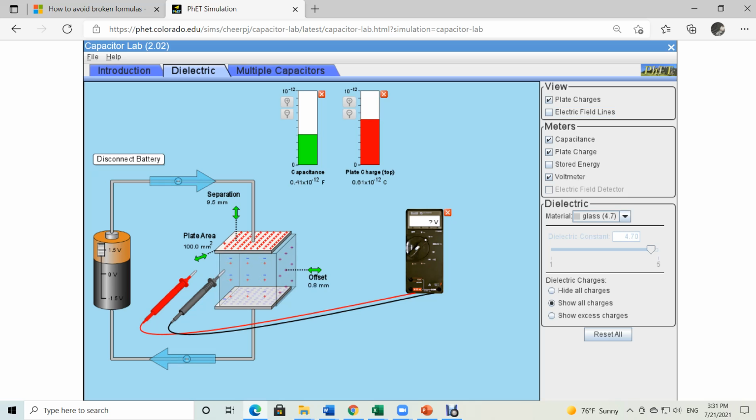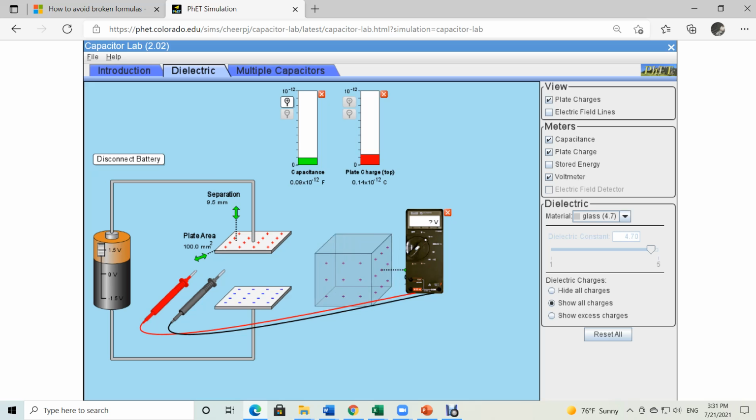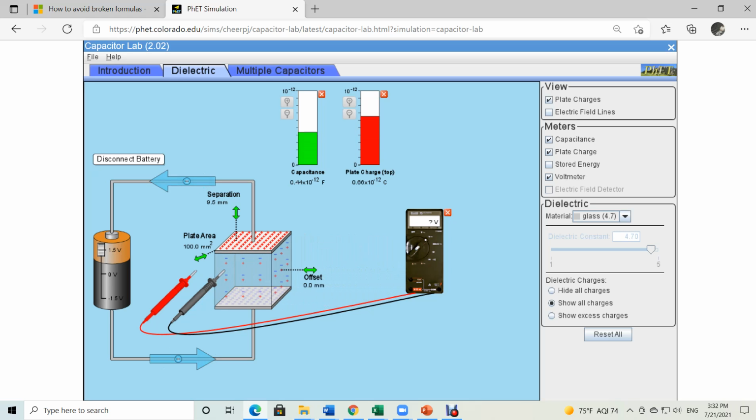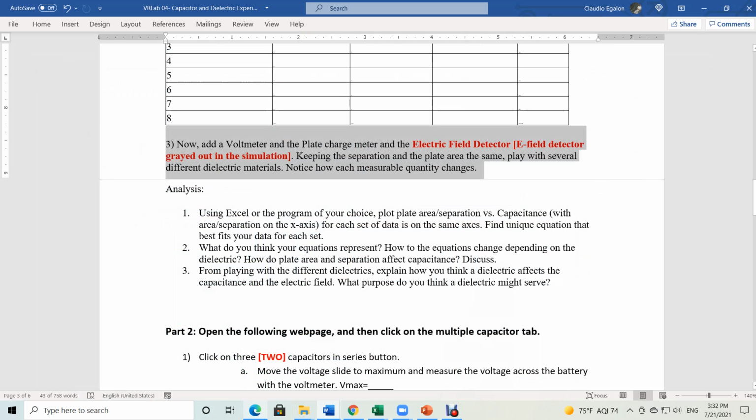If I withdraw this guy, the amount of charge decreases. Okay. Oh, that's all. It doesn't want you to take any measurement at all. Now add the voltmeter and the plate charge meter, keeping the separation of the plate area the same. And play with several dielectric materials.